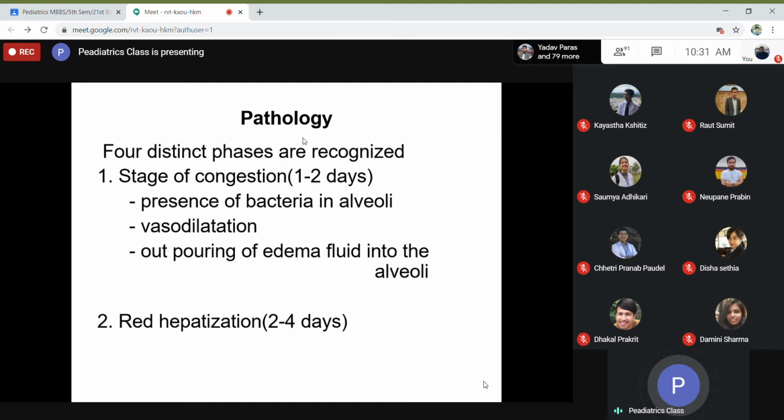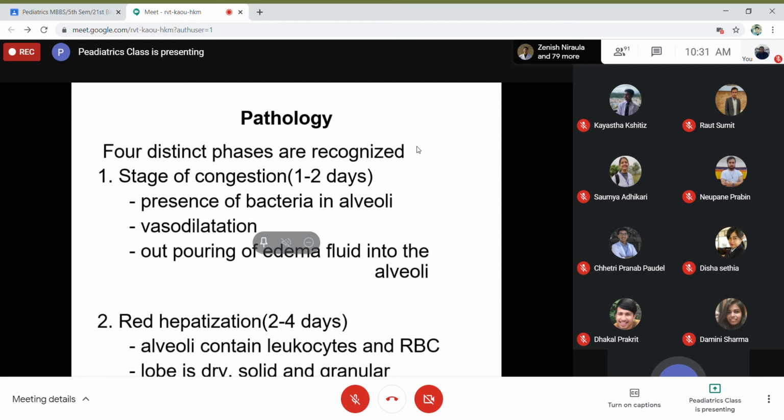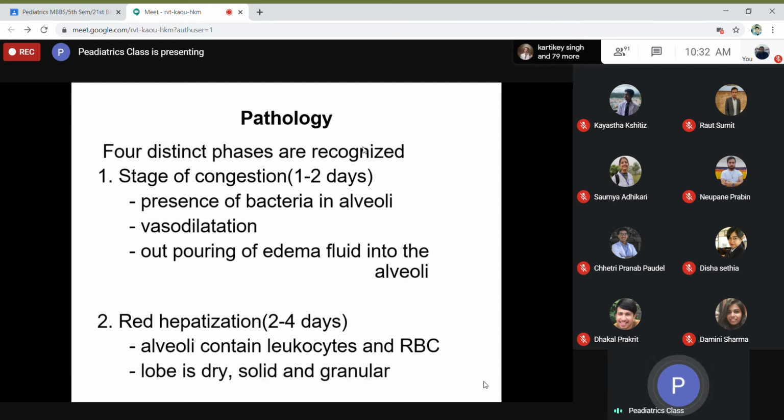Now, the second one is the red hepatization. From the second day to the fourth day, there is a stage of red hepatization. The alveoli contain leukocytes and red blood cells. The lobe is dry, solid and granular.